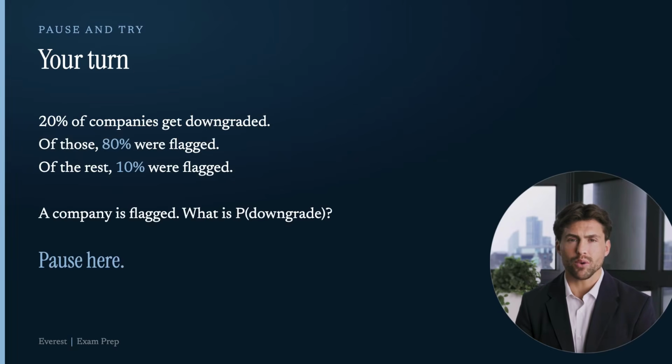Now pause the video and try 1. 20% of the companies you cover get downgraded. Among those that are downgraded, 80% were flagged by your screen beforehand. Among those that are not downgraded, 10% were flagged. A company gets flagged. What is the probability it is downgraded? Pause here and work it out.